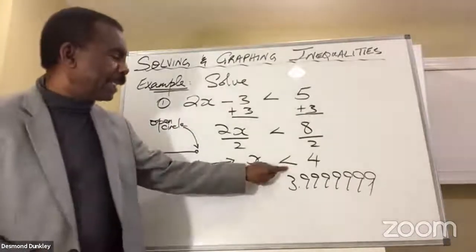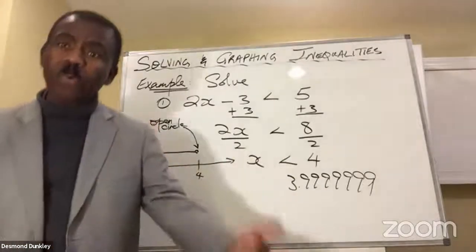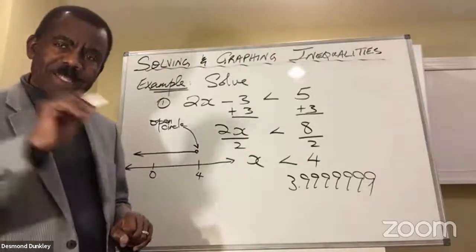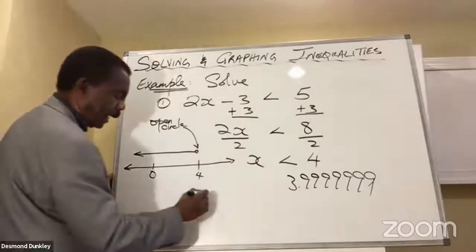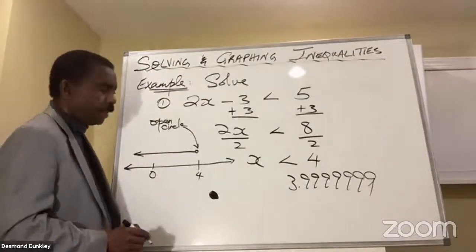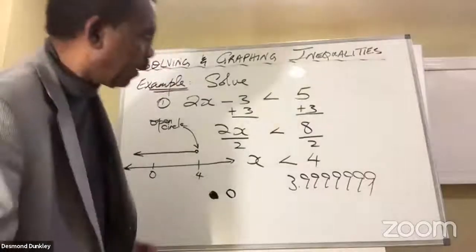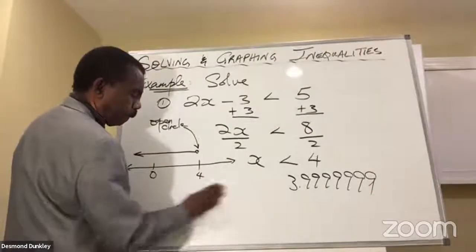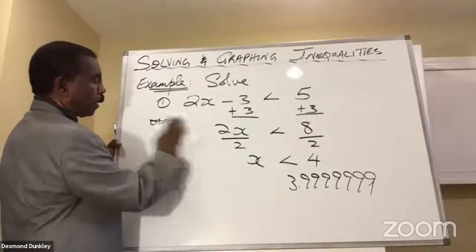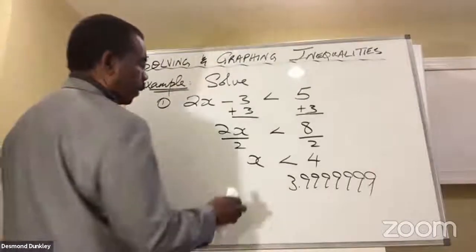If it was less than or equal to, where the equal to means that 4 was a solution, then it would be a closed circle. In other words, it will not be an open circle, it will be something like this. That's what a closed circle looks like. So open circle, closed circle. Okay? Good. Let's try another one. As a matter of fact, let's test to see if our answers work.